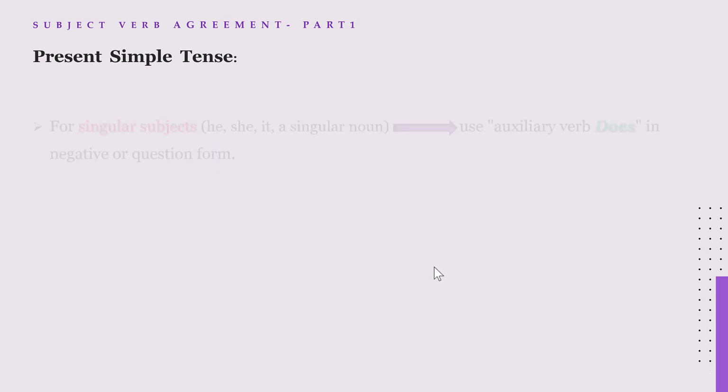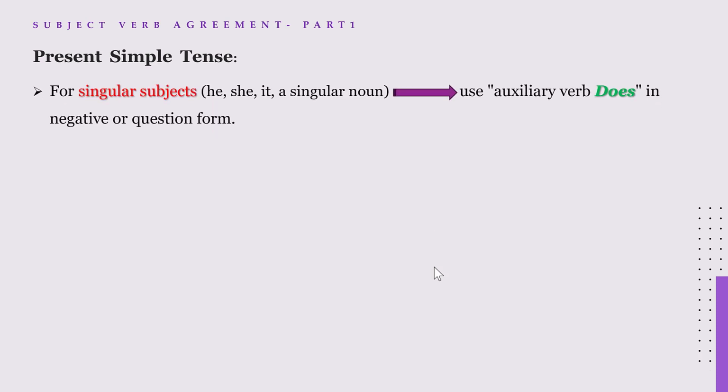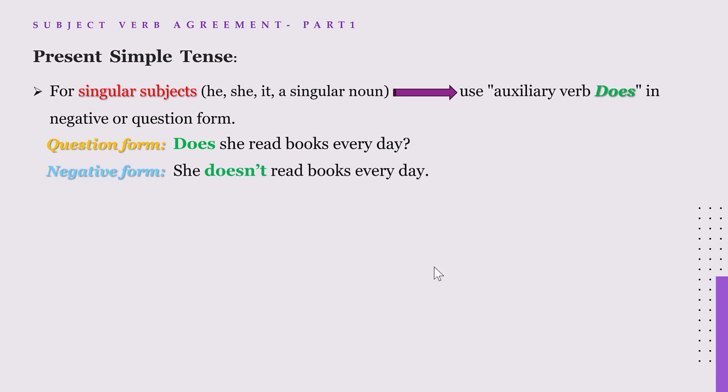In present simple, for singular subject, use the auxiliary verb does in negative or question form. Does she read books every day? She doesn't read books every day. In the affirmative form, we omit the auxiliary verb. She reads the books every day.